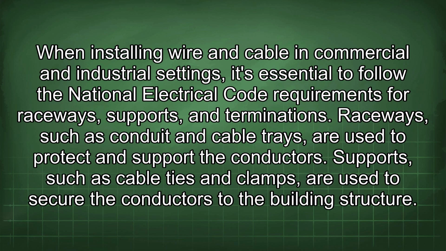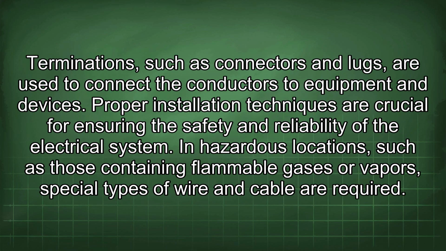When installing wire and cable in commercial and industrial settings, it's essential to follow the National Electrical Code requirements for raceways, supports, and terminations. Raceways, such as conduit and cable trays, are used to protect and support the conductors. Supports, such as cable ties and clamps, are used to secure the conductors to the building structure. Terminations, such as connectors and lugs, are used to connect the conductors to equipment and devices. Proper installation techniques are crucial for ensuring the safety and reliability of the electrical system.